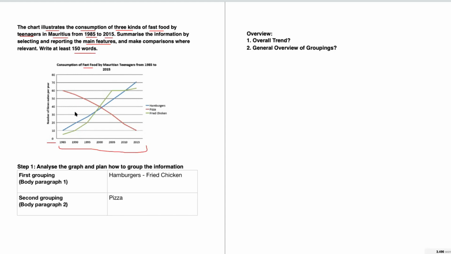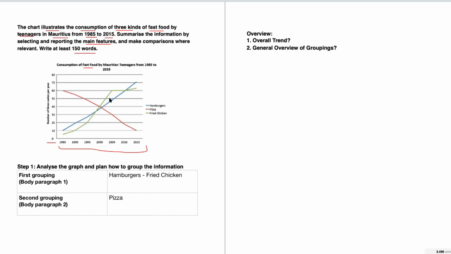In this case, we don't have really 2 different groupings. We have 3 lines. So some students consider this to be a bit easier. Perhaps the topic is also a bit easier to understand as well. So by looking at step 1, we see analyze the graph and plan how to group the information. I have grouped already hamburgers and fried chicken and pizza in the second group.